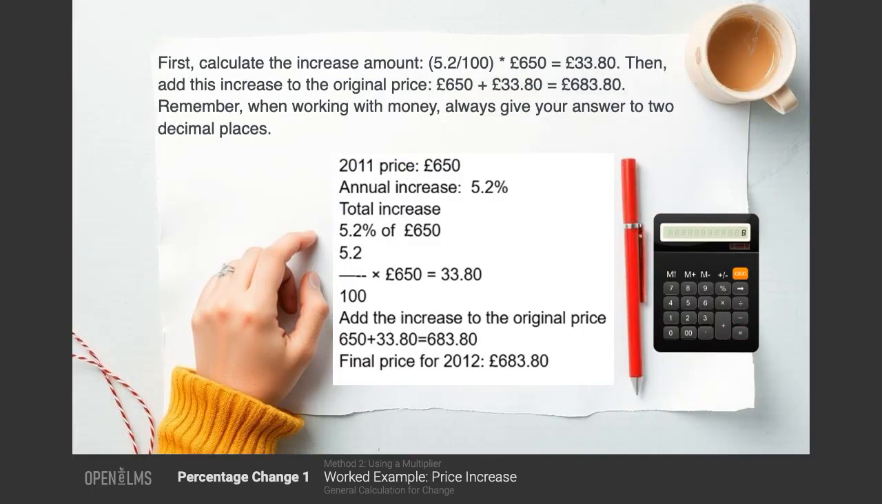First, calculate the increase amount. 5.2 divided by 100 times £650 equals £33.80. Then add this increase to the original price. £650 plus £33.80 equals £683.80. Remember, when working with money, always give your answer to 2 decimal places.